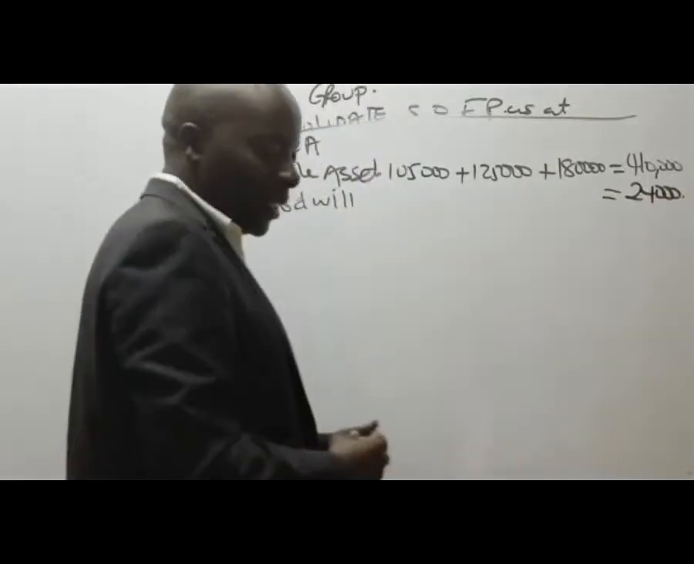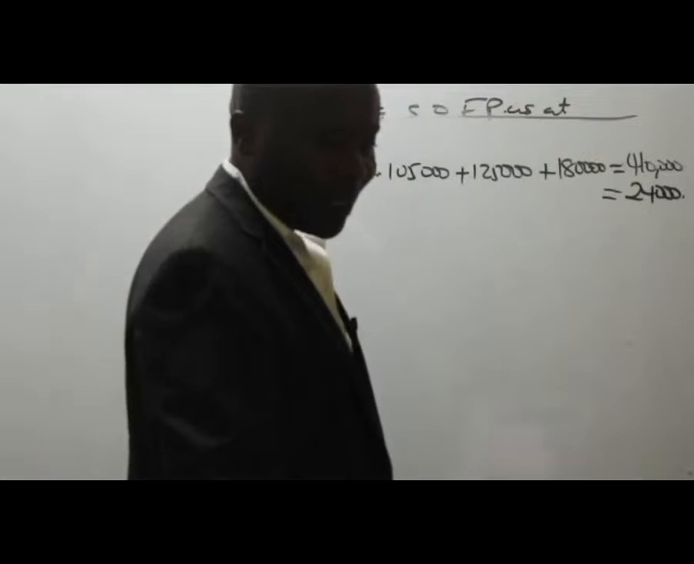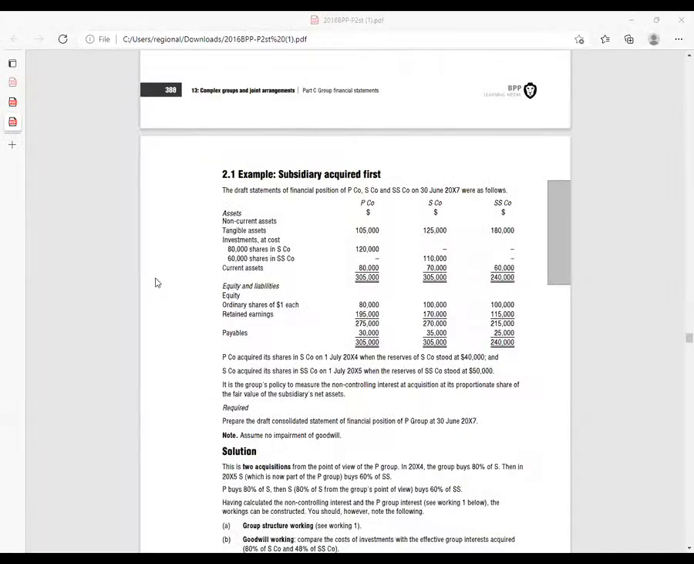Do we have any other non-current asset? None. So give me the current assets. I can see them: 80, 70, 60. So for current assets, we have 80,000 plus 70,000 plus 60,000, which will end up giving me what figure?